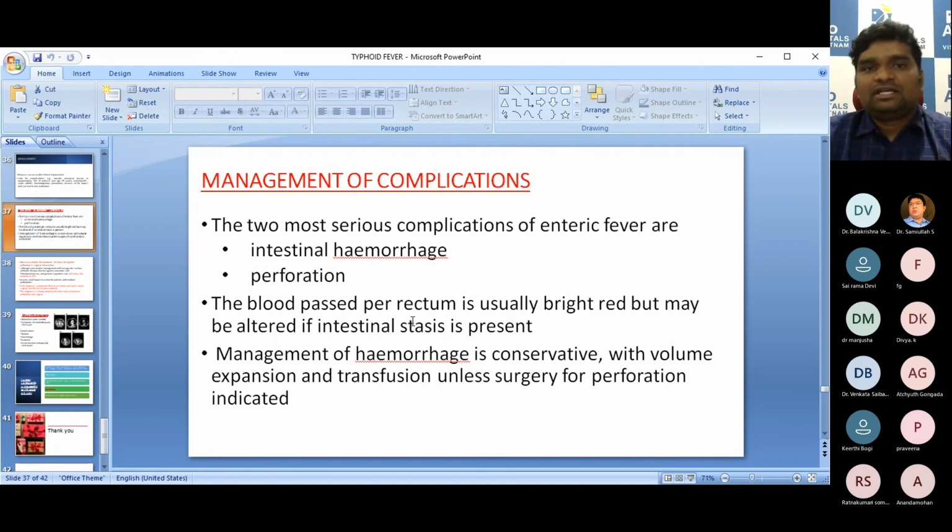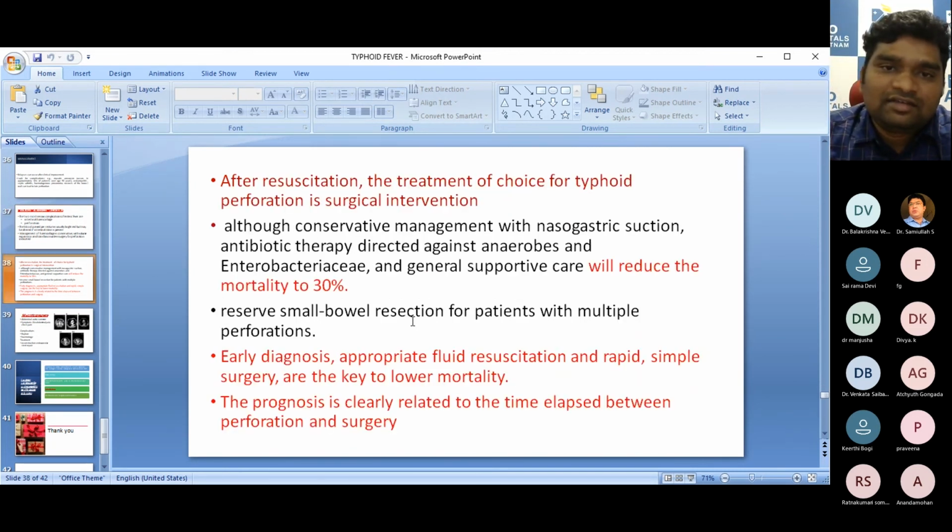So, management of complications. The two most serious complications of enteric fever are intestinal hemorrhage and perforation. Here, blood passing per rectum can be seen if intestinal hemorrhage is there, and management of hemorrhage is usually conservative with volume expansion and transfusion. And the definite treatment is surgical intervention.